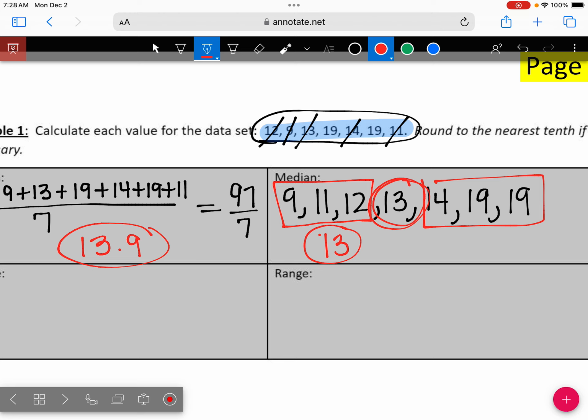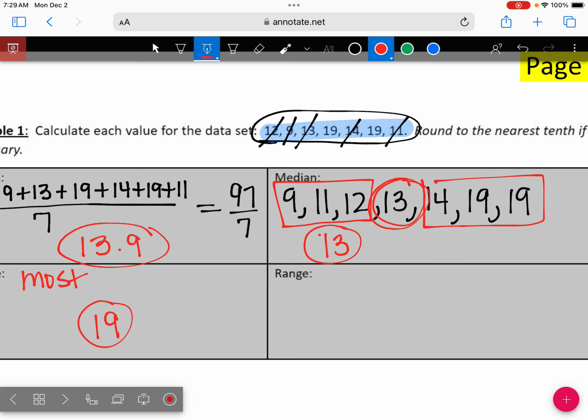The mode, that's the number that occurs the most. Now, not all data has a mode. If every single number only happens one time, then you don't have a mode. But we do have a number that we have 2 of. That's twice. So what number popped up twice? 19. So that would be our mode because that was the most.